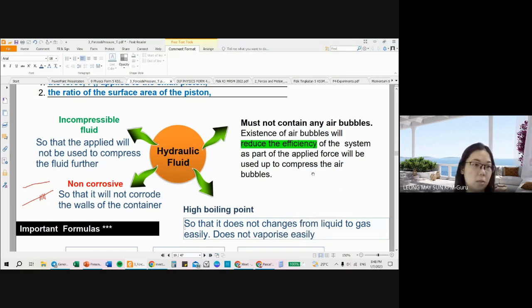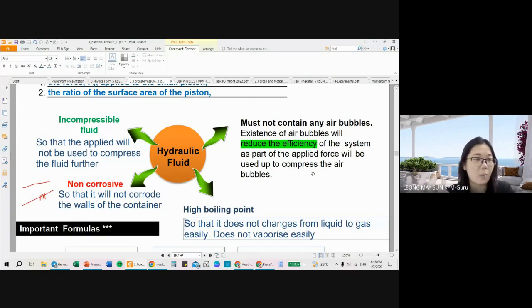Some students actually asked me previously, wouldn't a high boiling point mean that it's going to boil at a higher temperature? Yes, it does boil at a higher temperature, but that means it will absorb a lot of heat without boiling. That's the meaning of high boiling point. It will absorb a lot of heat, but it doesn't boil easily, and it won't become gas.